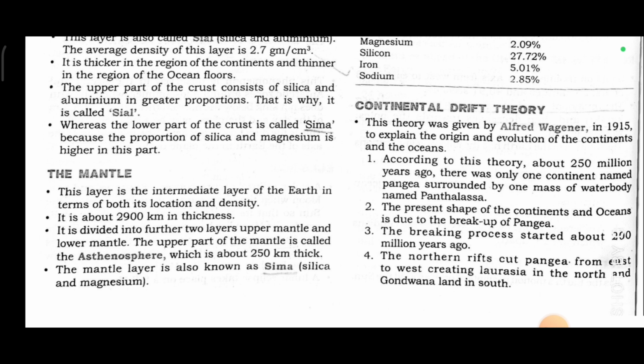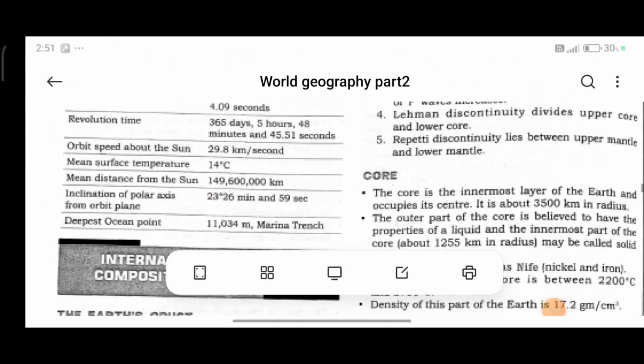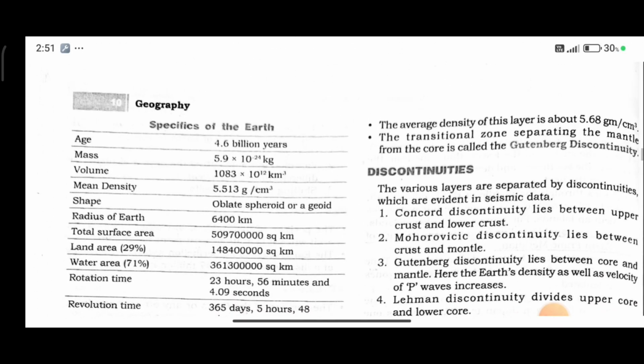The upper part of the mantle is called the asthenosphere, which is about 250 km thick. The mantle layer is also known as SIMA, silica and magnesium. The average density of this layer is about 5.68 gram per cubic centimeter. The transitional zone separating the mantle from the core is called the Gutenberg discontinuity.